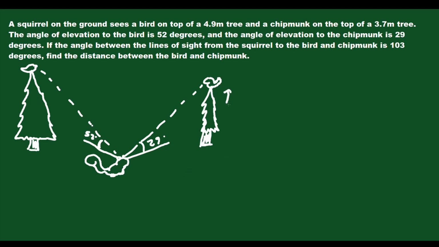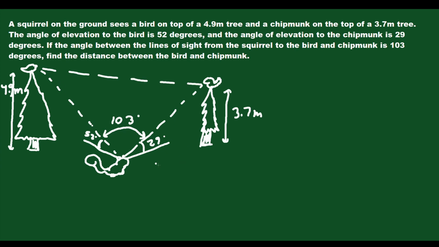We also know the heights of these trees, right? Like the chipmunk's tree is 3.7 meters, and the bird's tree over here is 4.9 meters. The question is, if the angle between these two lines of sight, so this angle here, is 103 degrees, what's the distance between the bird and the chipmunk? So we're kind of working in 3D space, right? Because like I said, the squirrel's closer to us than the trees. So these lines that look like they're on diagonals, those are actually horizontal lines, but they're going into the distance, right? Try to imagine that. And then these two imaginary lines of sight have 103 degrees between them.